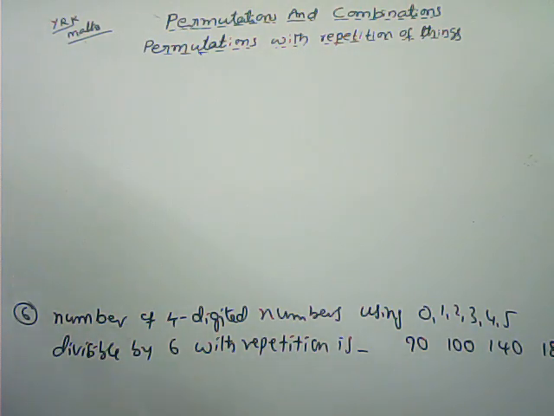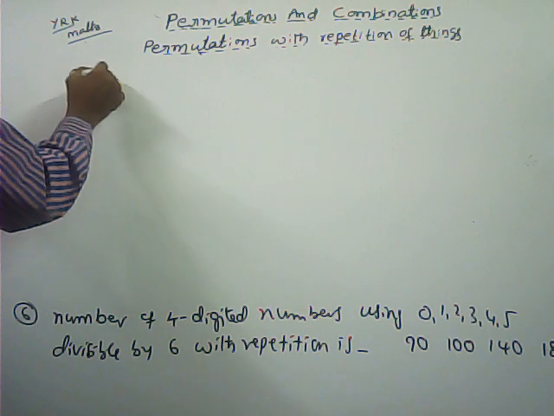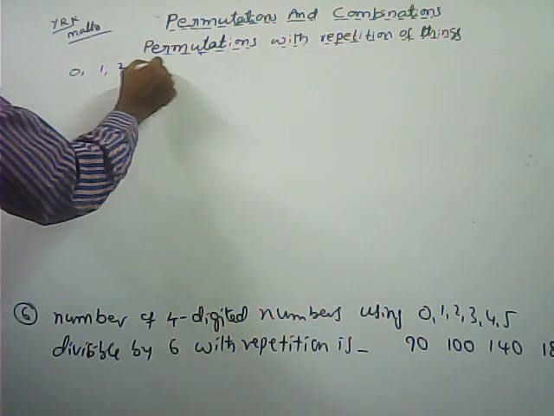See, this type of possibility is for repetition of digits. But without repetition we have to check all, we have to take the values. So next, the number of 4-digit numbers using 0 1 2 3 4 5.